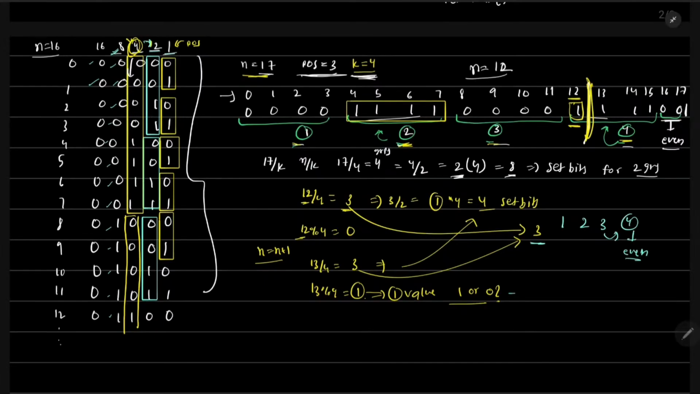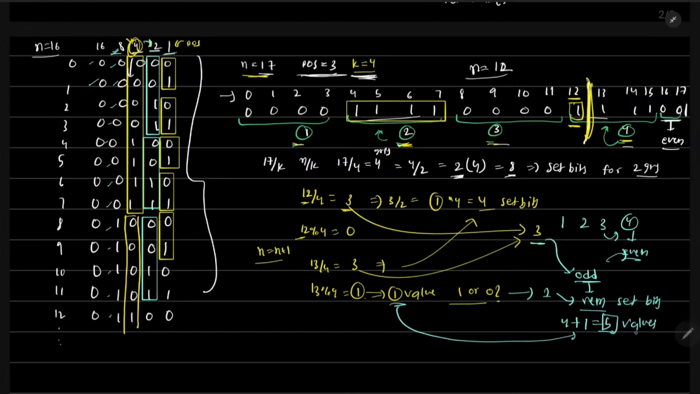So we have to count it, right? The last one is 1, confirmed. So what I can say is, if this group is odd, the next one will be even. The current one is odd, so we have to count the remainder set bits, right? So 4 plus the remaining 1 value is 5. So in total I got 5 set bits.